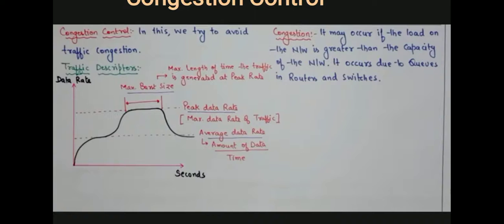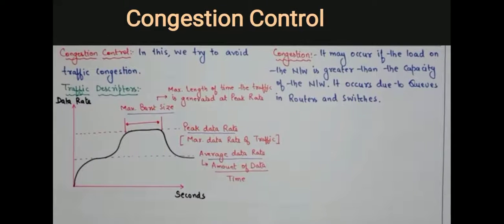Congestion is nothing but something that may occur if the load on the network is greater than the capacity of the network. It occurs due to queues in routers and switches. See, the same thing I told you now: it may occur if the load on the network is greater than the capacity of the network.